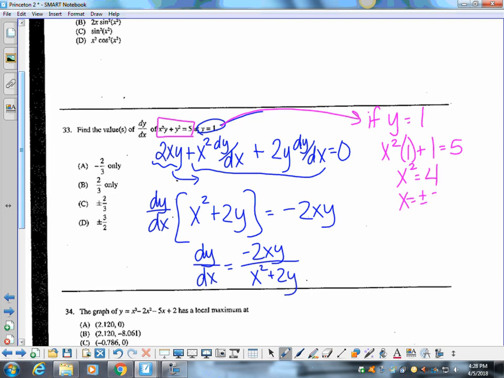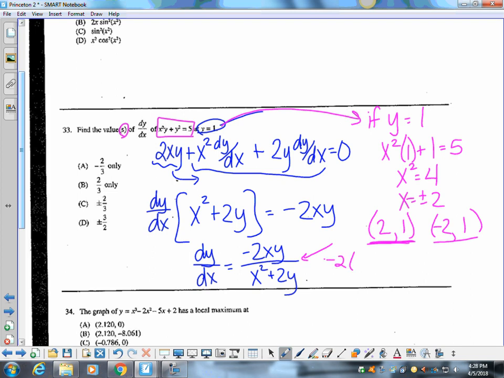So x equals plus or minus 2. So here we go. If you want to think about it like points, they gave me that y is 1, and for that 1, I got a 2 and a negative 2. So now what I have to do is plug both these points into here, and that's where the s comes on the values. So I'm going to do this one first.